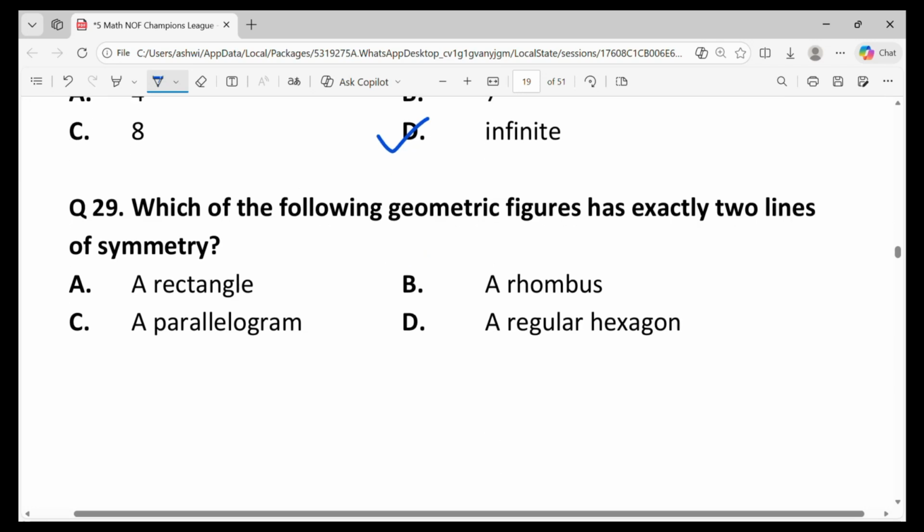Question 29. Which of the following geometric figures has exactly two lines of symmetry? Answer is A, a rectangle. A rectangle has exactly two lines of symmetry, the lines joining the midpoints of opposite sides. A rhombus has two lines of symmetry, its diagonals. A parallelogram has no lines of symmetry, and a regular hexagon has six lines of symmetry.